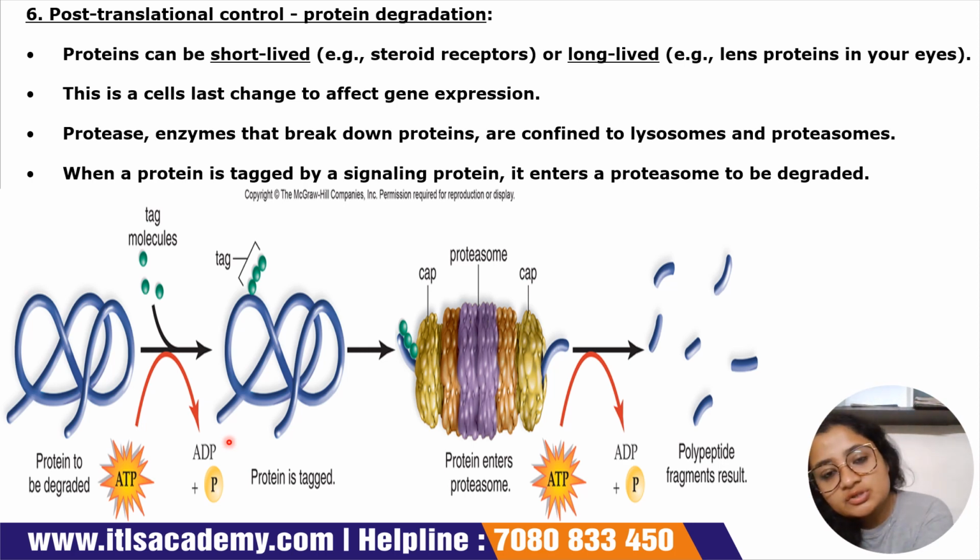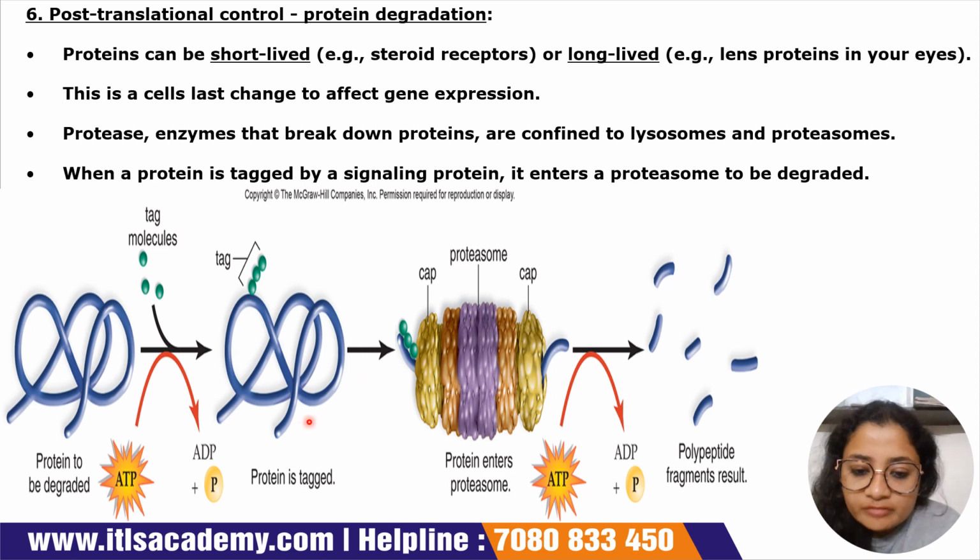And any such process inside our body which needs some amount of energy will involve conversion of ATP to ADP, because ATP is the energy currency of our cell or of our body. Okay, so this is the next step, where the tagged molecules have already been attached to the protein which needs to be degraded. So now this is the target protein.